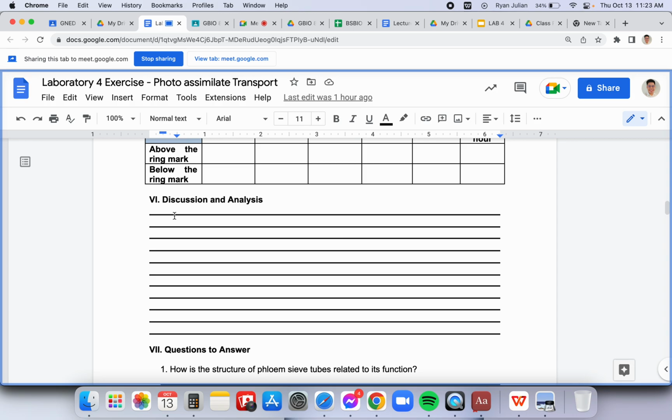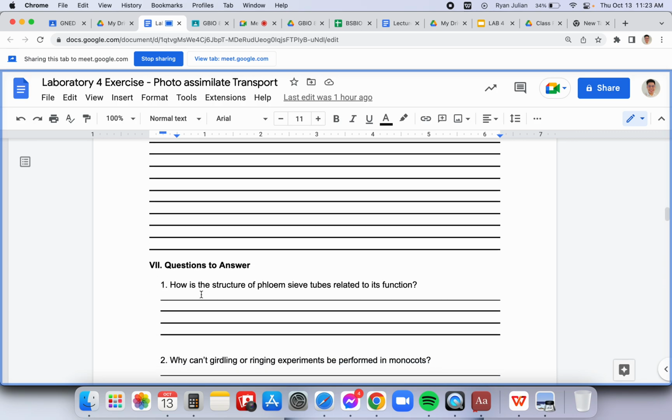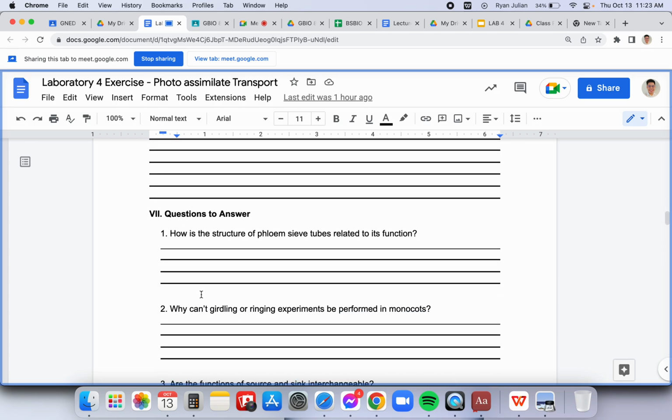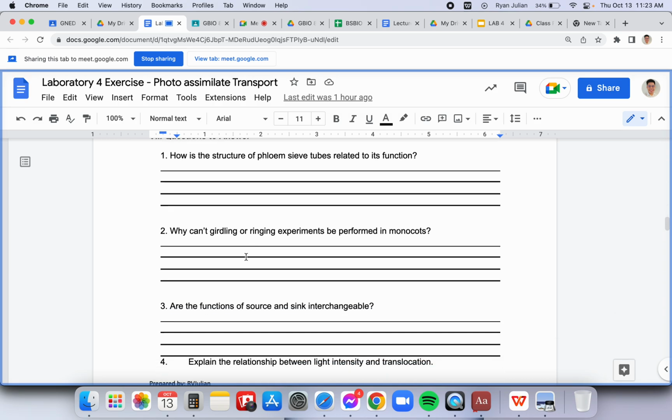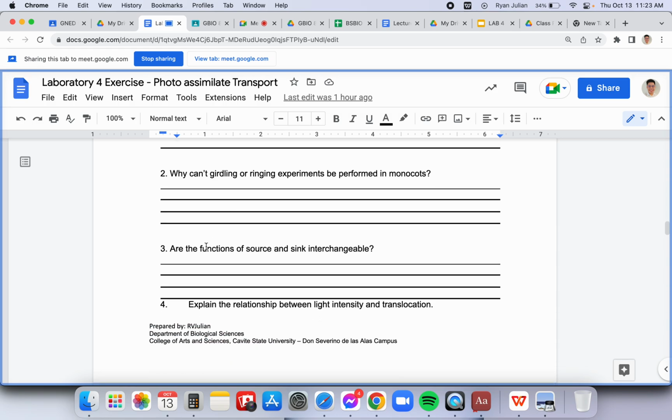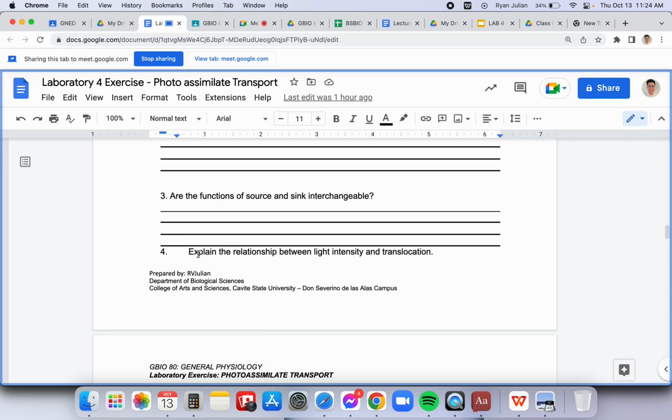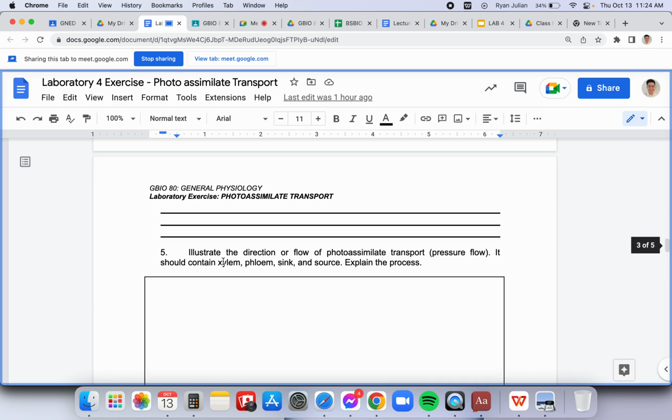Don't forget to answer your observation with discussion and analysis. And here are the guide questions that you must be able to answer. How is the structure of phloem sieve tubes related to its function? Why can't girdling or ringing experiments be performed in monocots? Third, are the functions of source and sink interchangeable? Pwede ba silang pagpalitin? Why or why not? Number 4, explain the relationship between light intensity and translocation.